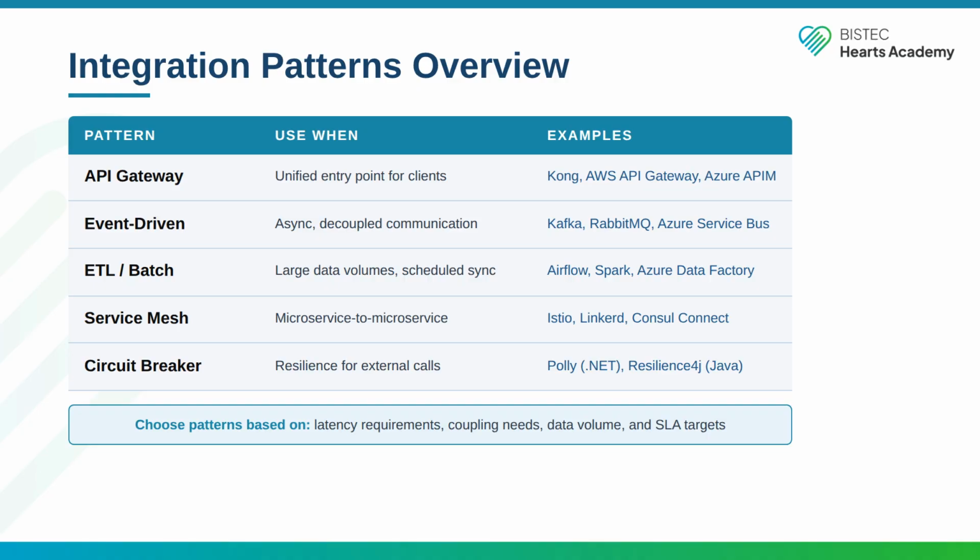When choosing a pattern, evaluate 4 dimensions. Latency requirement. Does the user need a response in under 2 seconds? Then it's synchronous. Coupling need. Should the sender know about the receiver? If no, use events. Data volume. Is it a million records at once? That's batch or ETL. SLA target. 99.99% availability means circuit breakers and fallbacks everywhere.